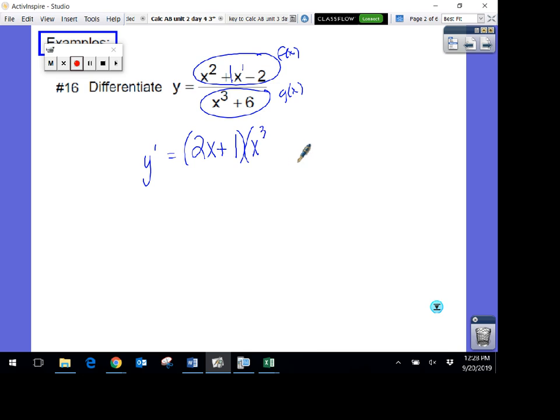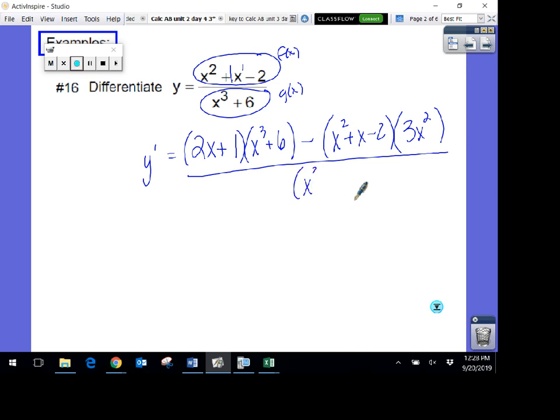times g minus f times g prime. 3x squared plus derivative of the constant is 0. So just 3x squared all over x to the third plus 6 squared. And that's the calculus part. That's the hard part. Now it's just multiplying these, FOILing them out, distributing, combining like terms.